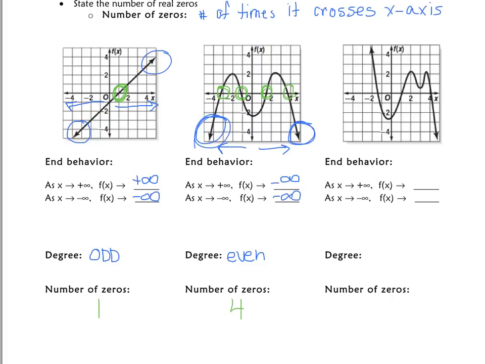Alright, I would like you to pause the video and actually try this last one on your own and then check your answer with mine. Okay, there are the answers. If you did not get those on your own, please make sure to ask your teachers tomorrow because I know this is new and it could be rather confusing.